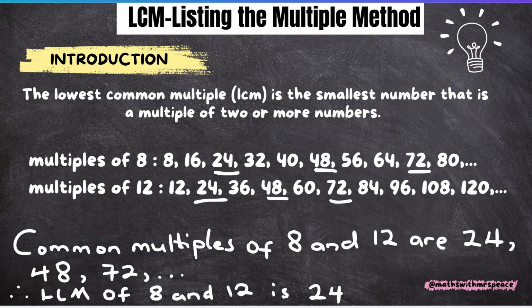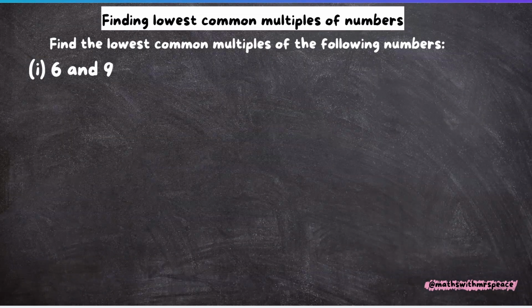So let's do more examples on LCM using the listing the multiples method. We have another example here on our screen. Find the LCM of the following numbers. The first one we have here is 6 and 9. Let's go ahead and list the multiples of 6 and the multiples of 9 as well. We'll identify their common multiples and then pick the LCM out of them. So for our solution, we'll list the multiples of 6, list the multiples of 9 as well, and identify their common multiples.